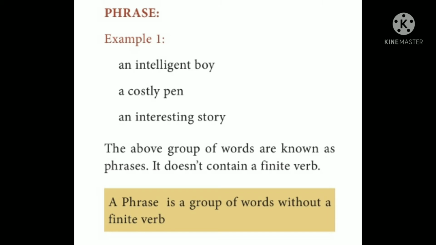So if you look at the above words, that is the above groups of words, they are known as phrases. They don't contain a finite verb. Already we have seen what finite verbs are and what the function of a finite verb is. It indicates the tense and time. But if you see the three groups of words, they don't indicate any time or tense. So once again, a phrase is a group of words without a finite verb.